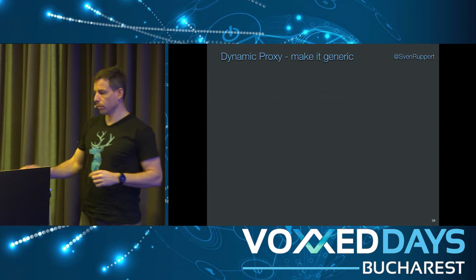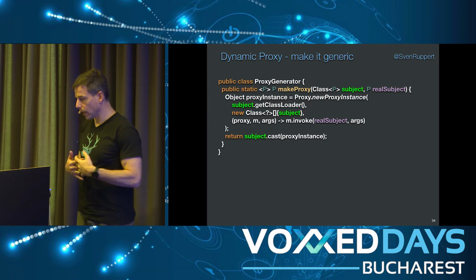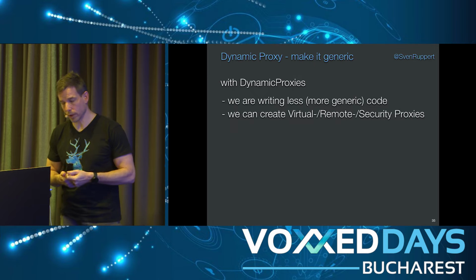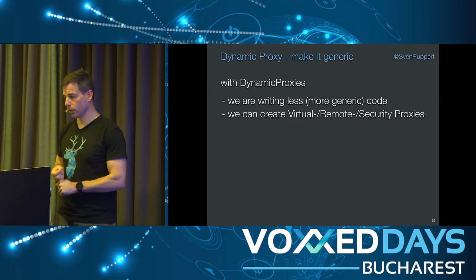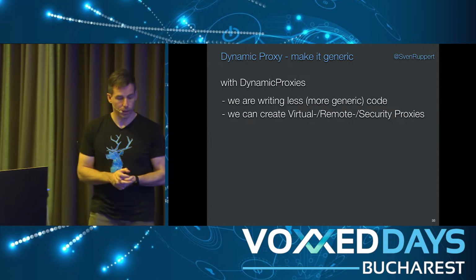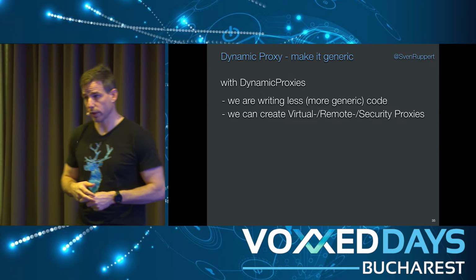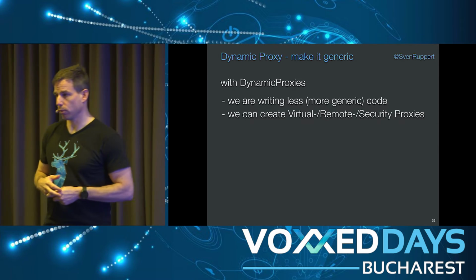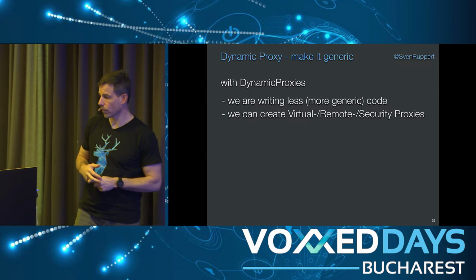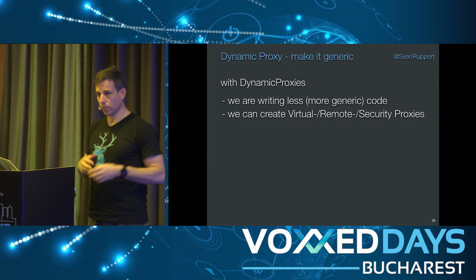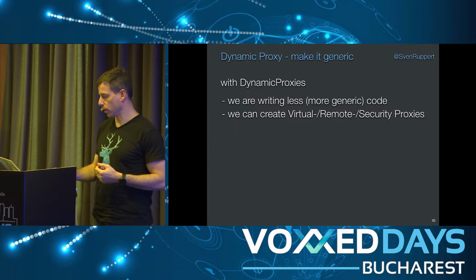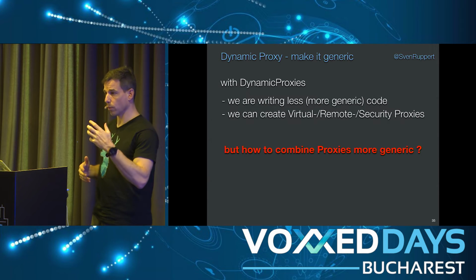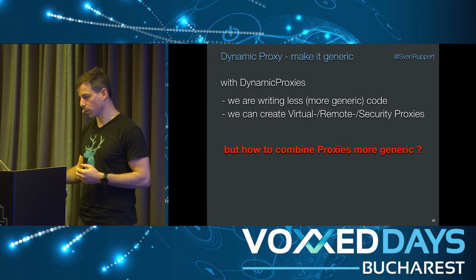If I have this one a little bit more generic, then I reach some points. With the dynamic proxies, I'm definitely writing less code. Less code means I can define stuff, but there's runtime overhead called reflection. I can create every proxy I want with these dynamic proxies. But now I want to combine all these proxies in a little bit more generic way. So this is not solved until now. I have only the way how to create a proxy in a dynamic way.